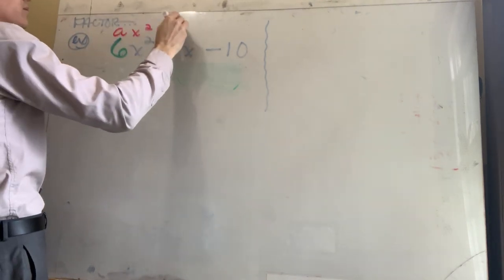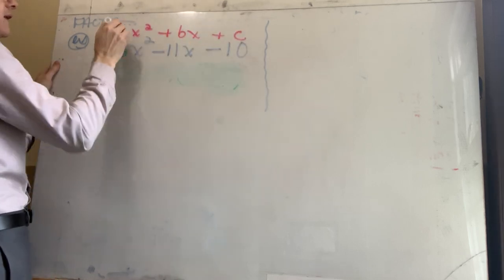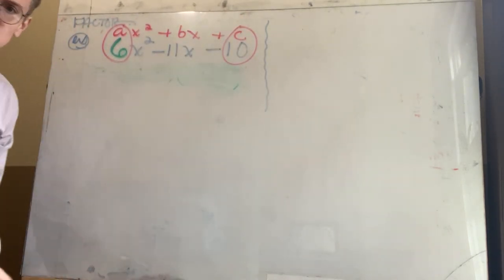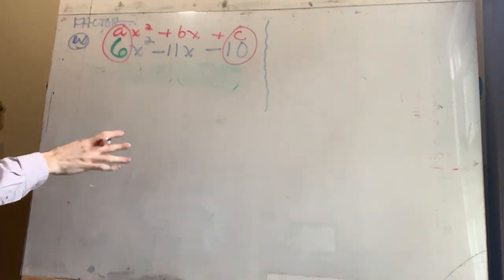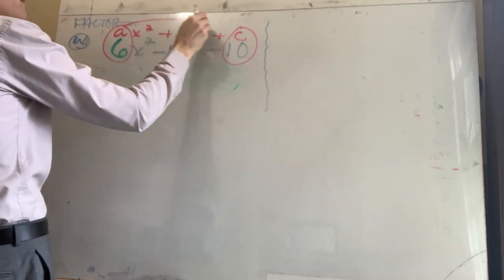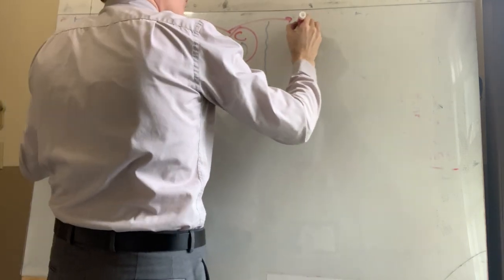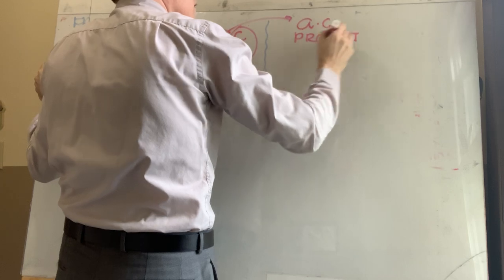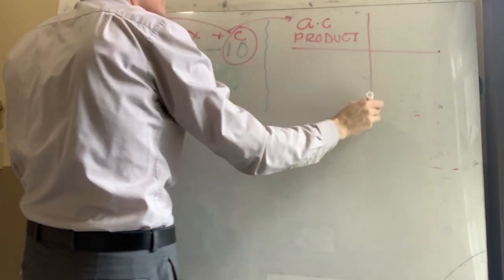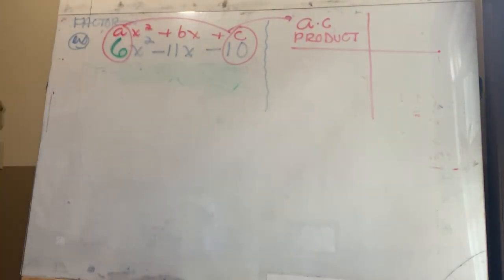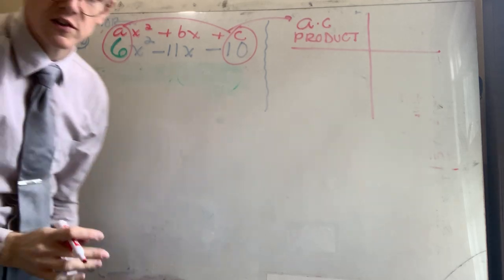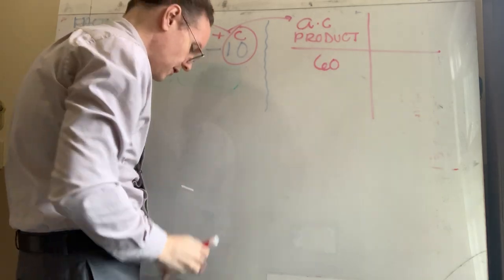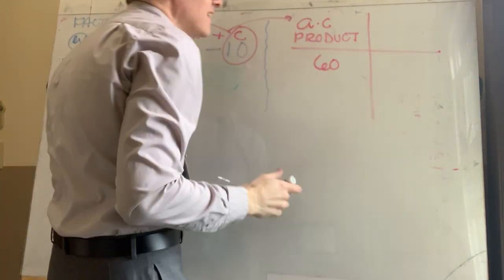All right, we have a model. Ax squared plus bx plus c. This is sitting in the position of A. This is sitting in the position of C. Don't worry about the signs. Just look at the numbers. Right? These two things in tandem will form an AC product. They're a product because they're the two things multiplied. What is just 6 times 10? 60.